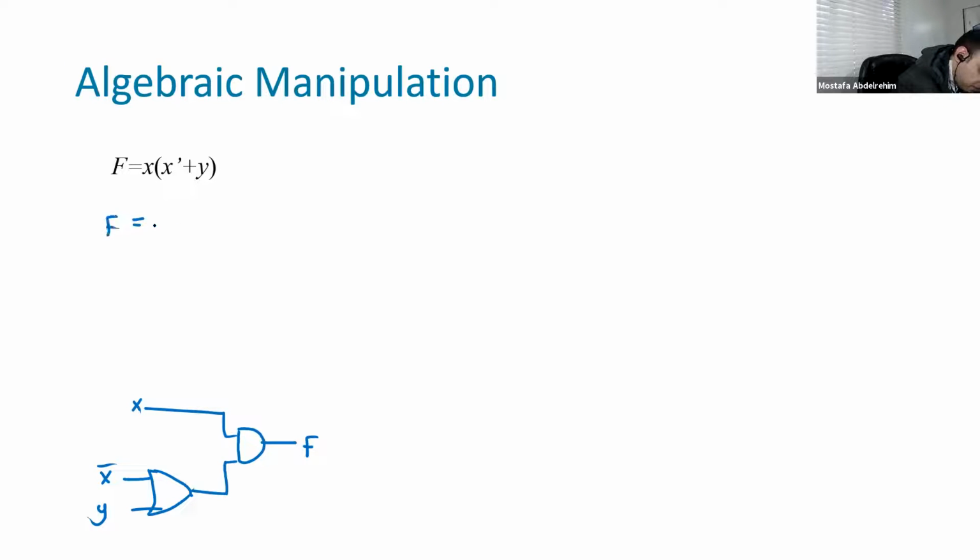So f equal to, let's distribute X over the brackets. So this will be X and X bar, or X Y. What is X and X bar? This is 0, if you remember one of the axioms. So this will give us X Y. And that's it. No other minimization can be done. Let's now implement this. This is just one gate, X and Y.